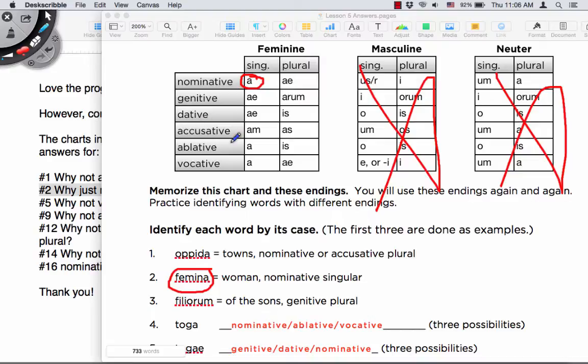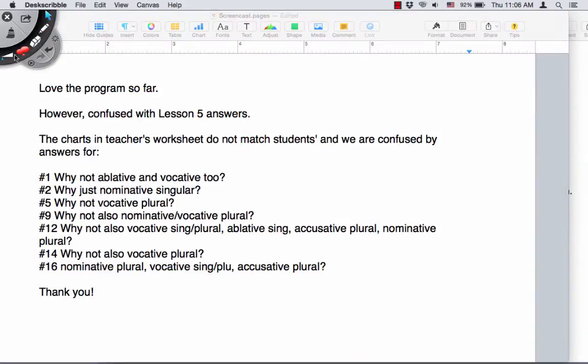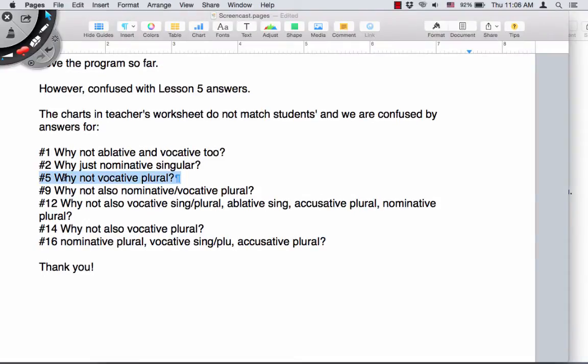So why just nominative singular? Why not also the ablative? Why not also the vocative? Actually, I should have included the vocative and the ablative on this one. So, mistake there. It's not that this is wrong. It's just that there are more options. Could have added the ablative. Could have added the vocative. Okay, number 3. No, not number 3. Number 5. Why not the vocative plural?